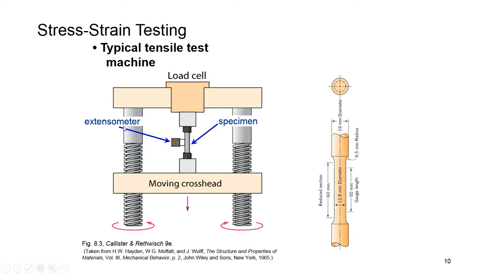The extensometer measures the displacement of this part, which is supposed to be the thinner part, or the part of the material that has the smallest value of cross section, so it has the highest value of displacement.